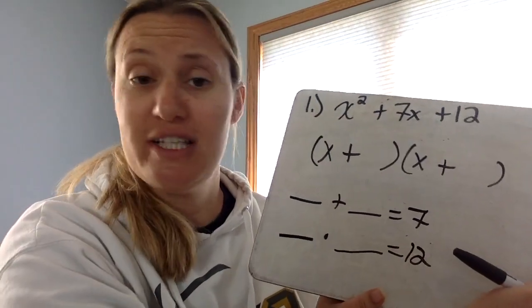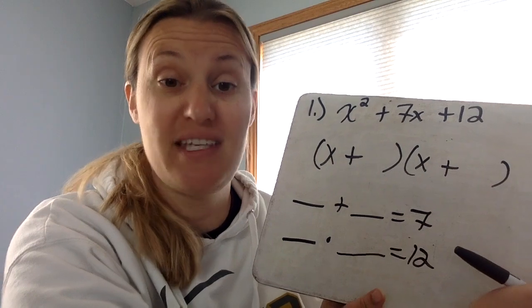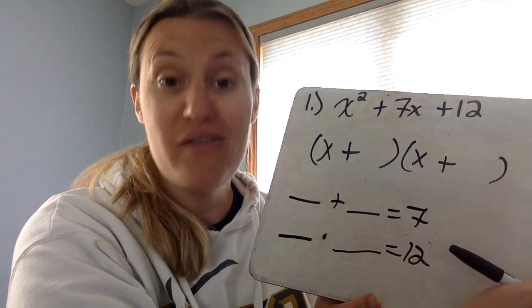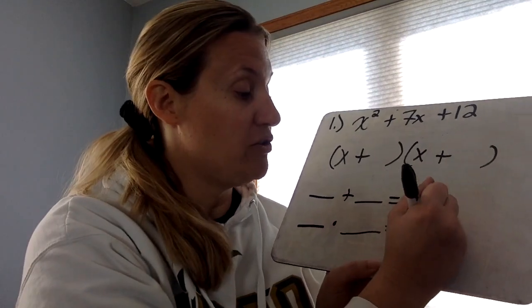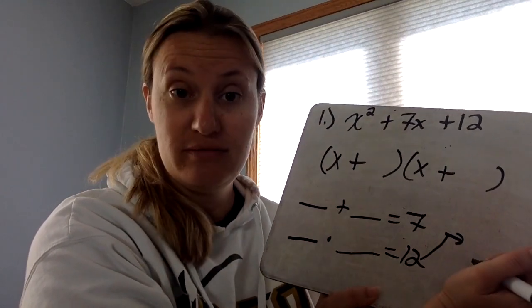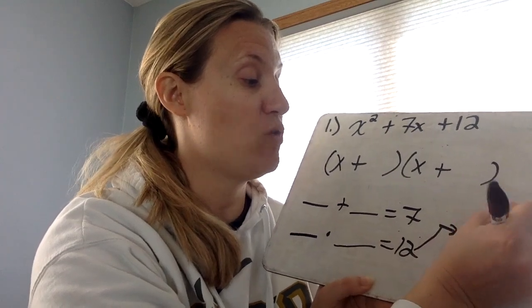Now, some of you can look at this and tell me right away, Mrs. Lang, I already know what those numbers are. I can just see it. That's great. Some of us are going, ugh. So what I like to do is list the factors of 12. Give me 2 numbers that multiply to give you 12. Well, the easy is 1 and 12.